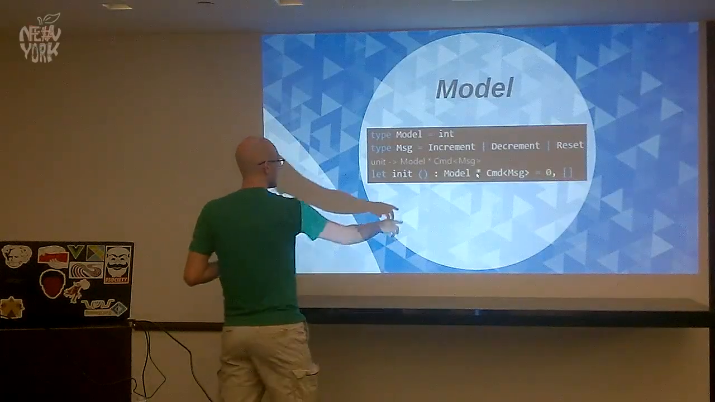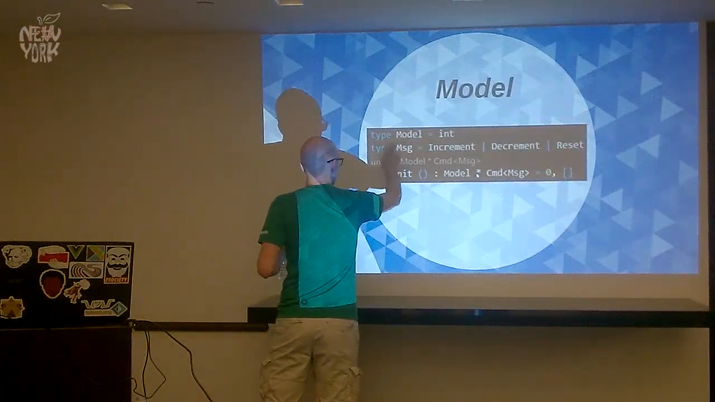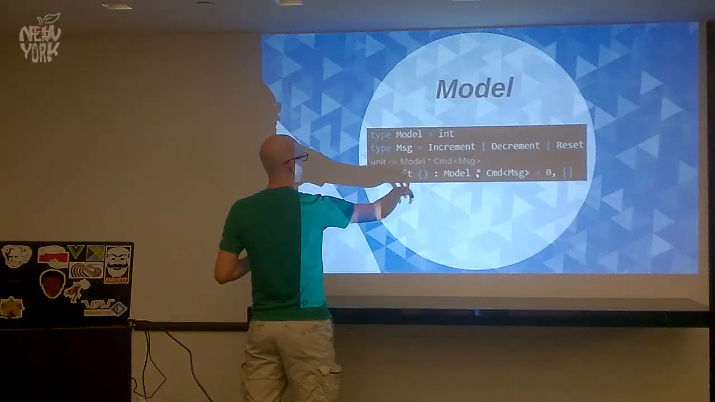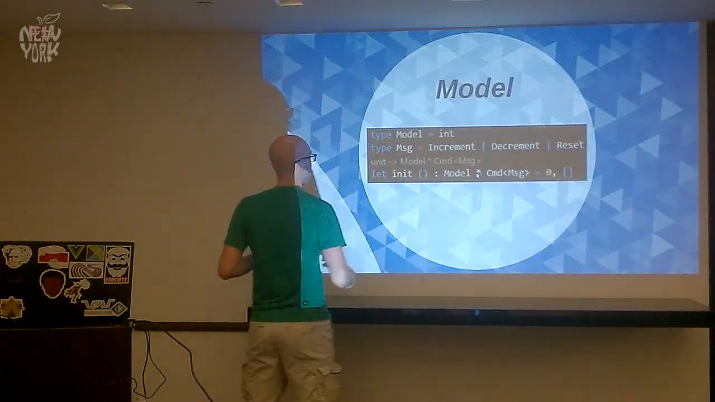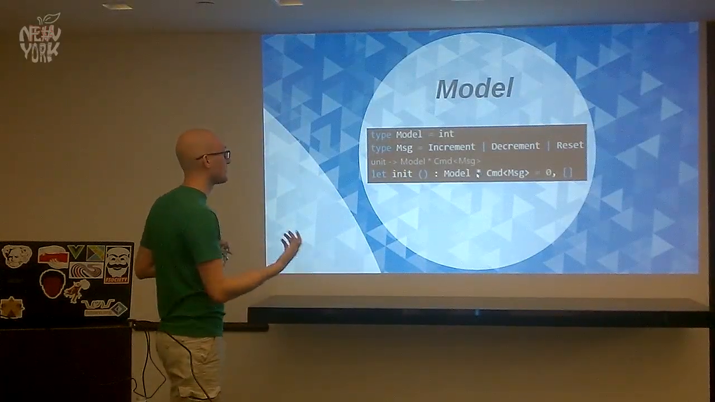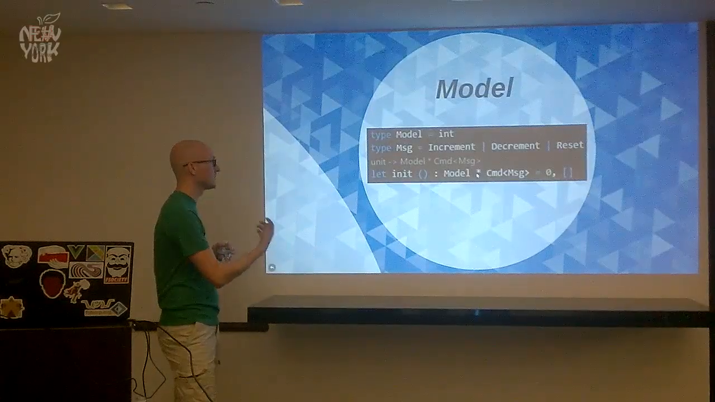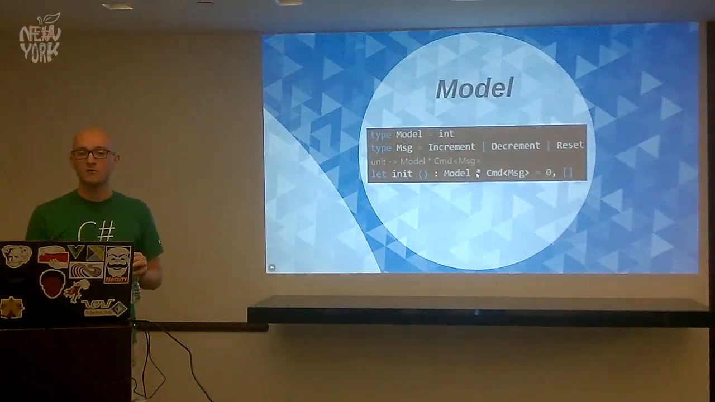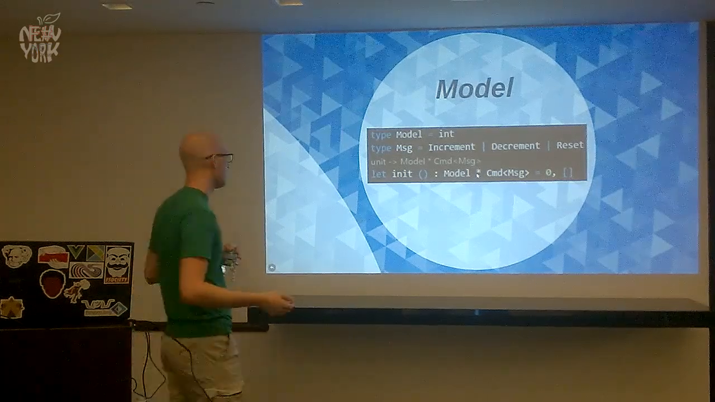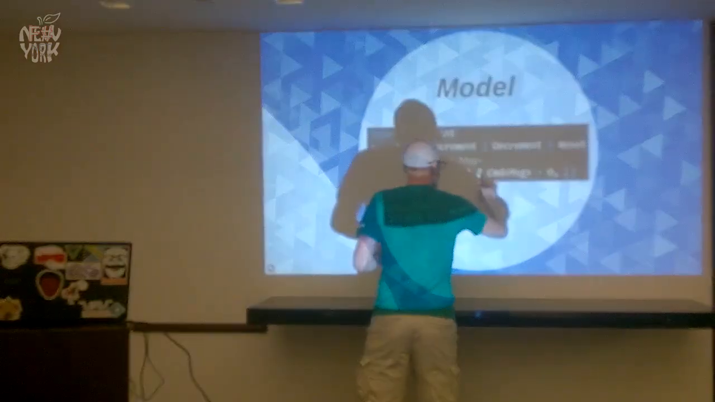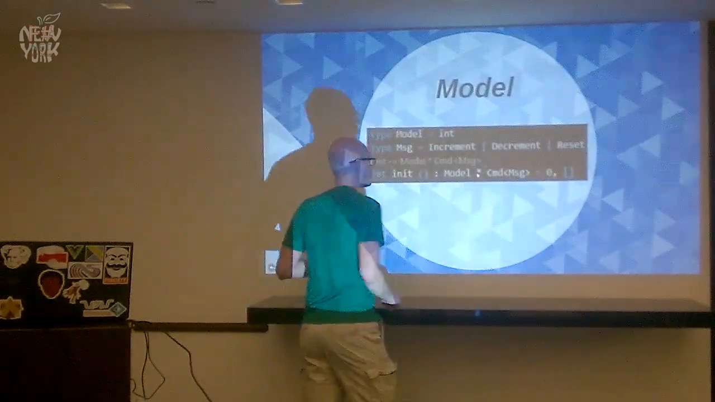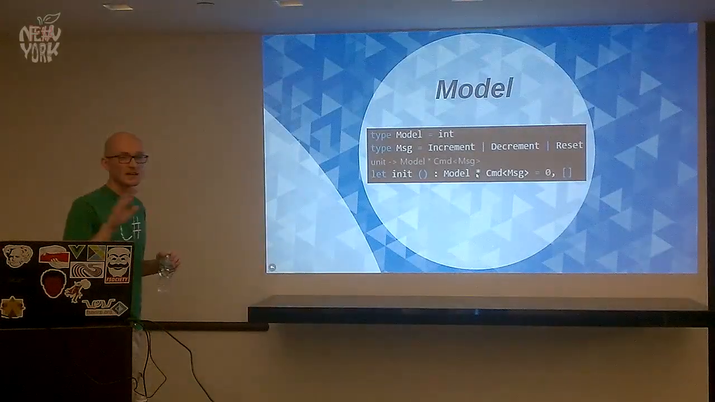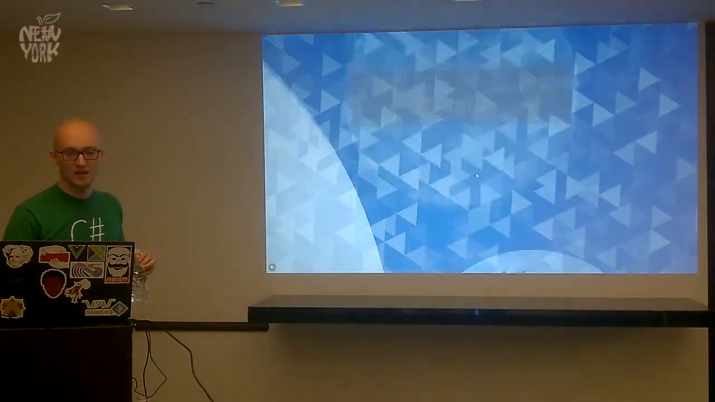And finally, after we've given our model a type alias of an int, and we have a message which is a discriminated union of increment, decrement, and reset, we also have an init. And an init is basically what's the initial state of our aggregate model. For right now, please ignore this star and command message and this list here. We'll get to that in a little bit.